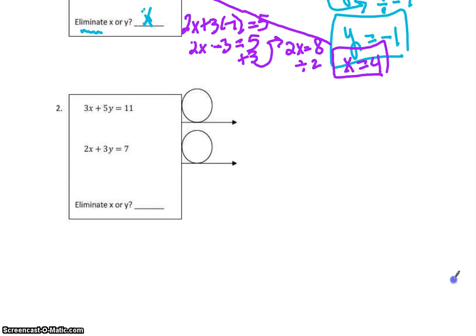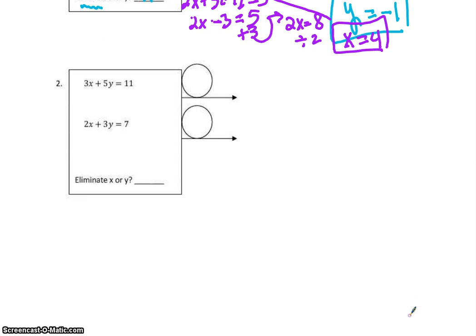Okay, going down to number 2. You got to choose. Do you want to eliminate or cancel your x or your y? It does not matter. I'm going to go with x again. So I have a 3 and I have a 2. So I'm going to multiply them by each other. So this is going to be a 2 and this is going to be a 3. Since they're both positive, I have to multiply one of them by a negative. So I'm going to make that a negative 2.